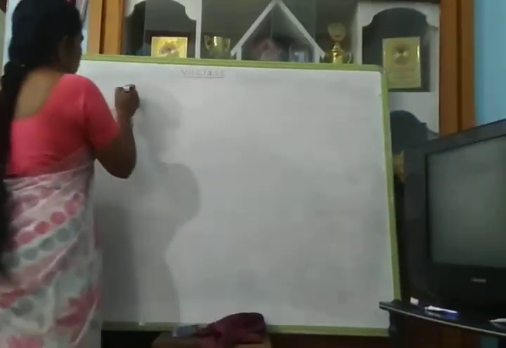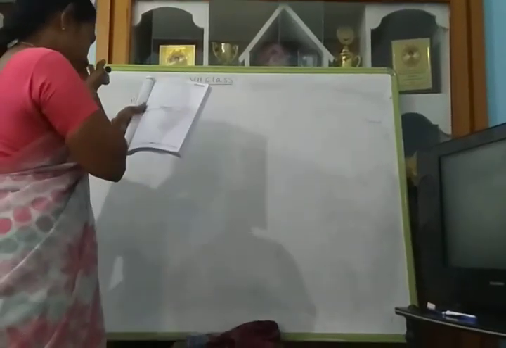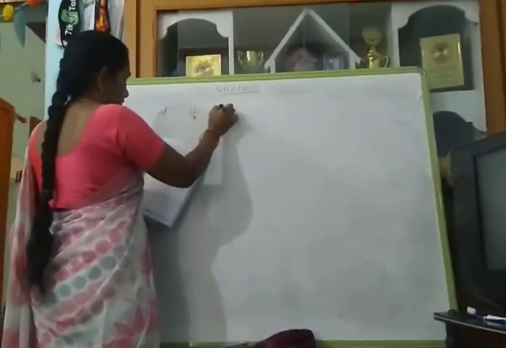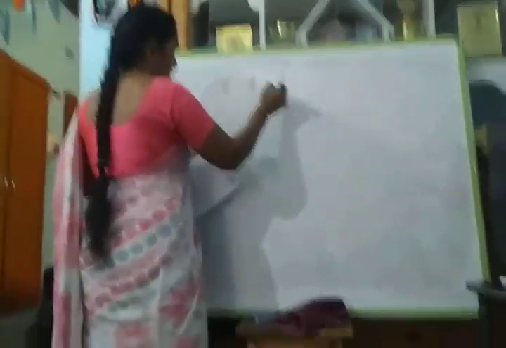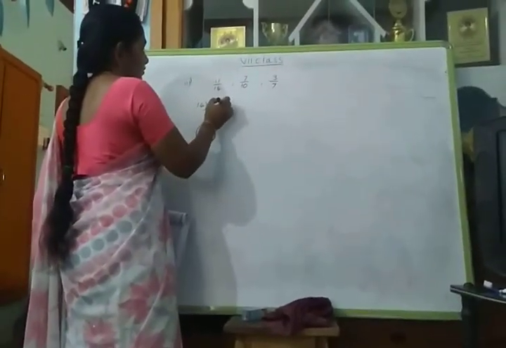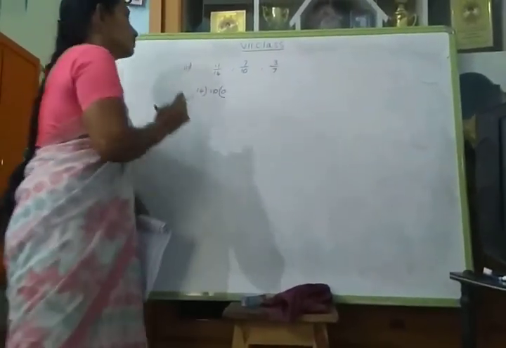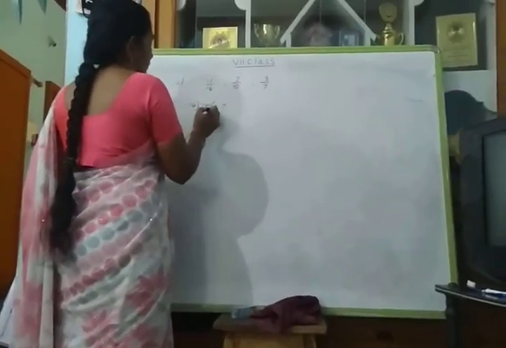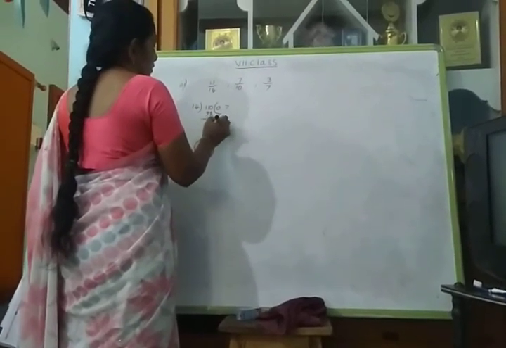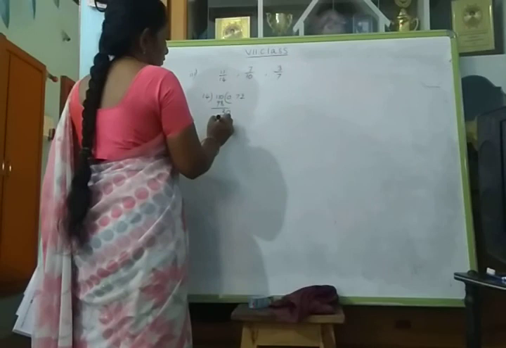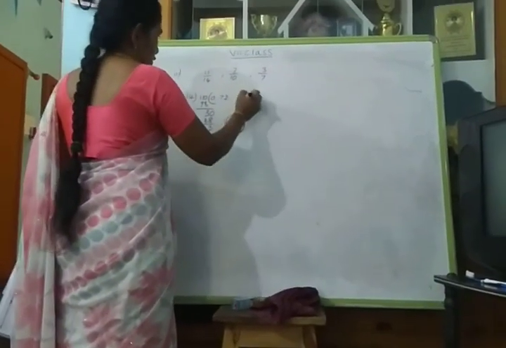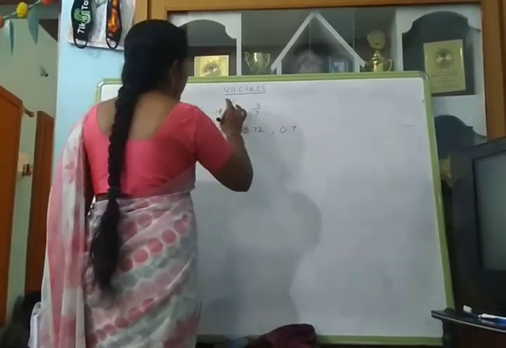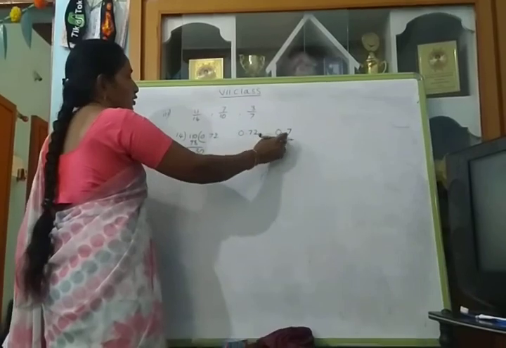Next, in the 83rd question, see which rational numbers are given here: 11 by 14, 7 by 10, 3 by 7. 11 by 14: 14 7s are 98, so 3 0, 2s are 28, so 0.72. Next, 7 by 10 as a decimal number is 0.7.